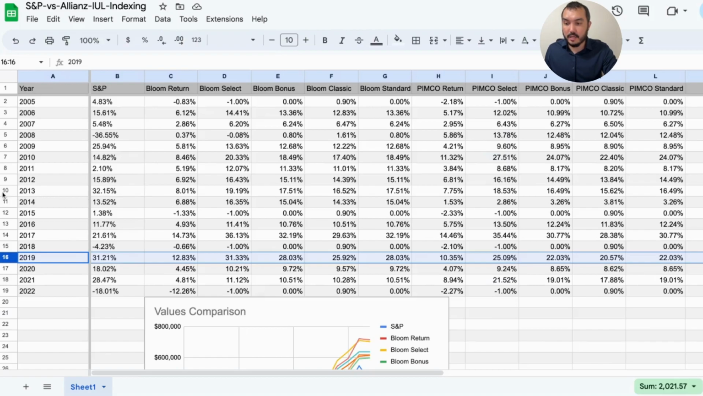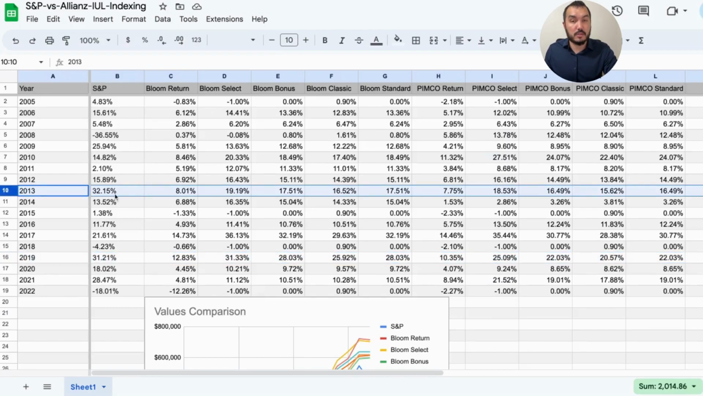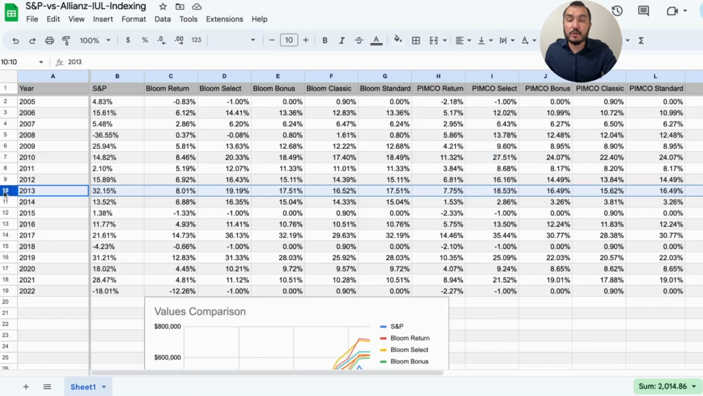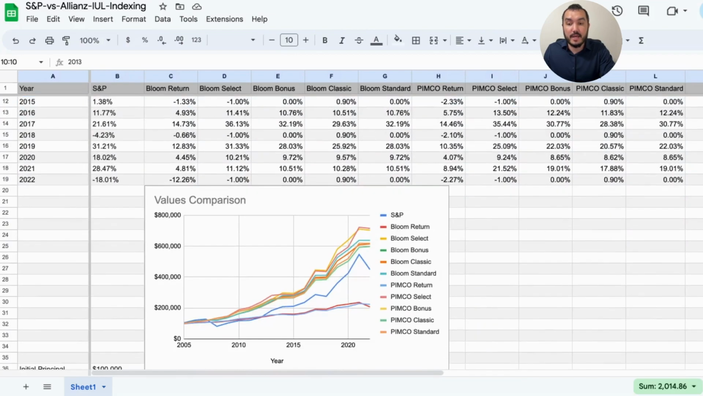And to look at a different year like 2013, the S&P did 32.15, but the Bloomberg Select is at 19, and the PIMCO Select is at 18. So it just goes to show you that these are different than the S&P returns because they're using different strategies. The indexes themselves for the Bloomberg and the PIMCO are volatility controlled. They're moving between large cap equities and bond futures. So it behaves a little bit differently. So a monster year in the S&P would not necessarily be a monster year for these index strategies, and vice versa. So some monster years for these index strategies may only be okay returns for the S&P. So with all that said, let's look at how the data actually compares.